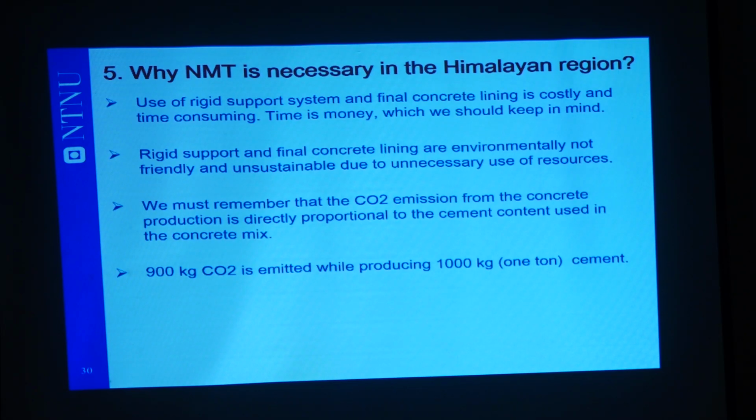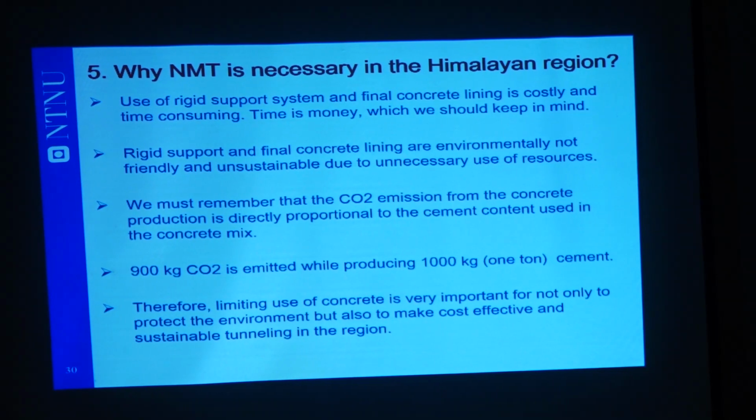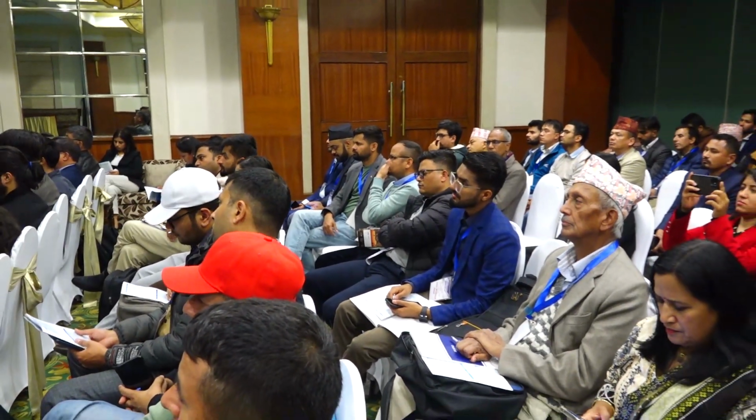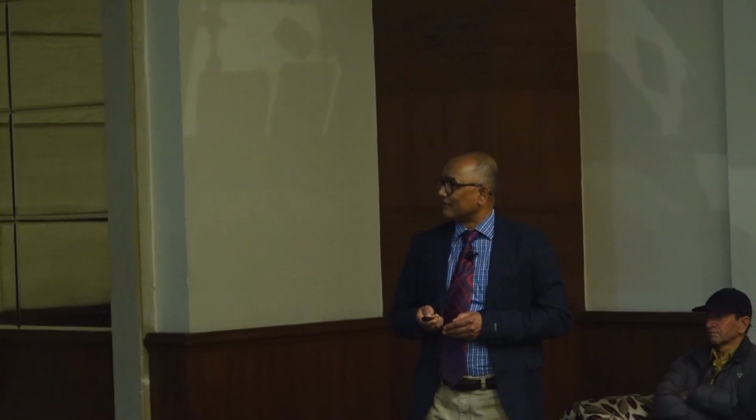So 900 kg CO2 is emitted by producing 1 ton of cement. So therefore it is very important to reduce this amount. And limiting use of concrete is very important for not only to protect the environment but also to make cost effective and sustainable tunneling in Nepal. So with this, these are my conclusions.